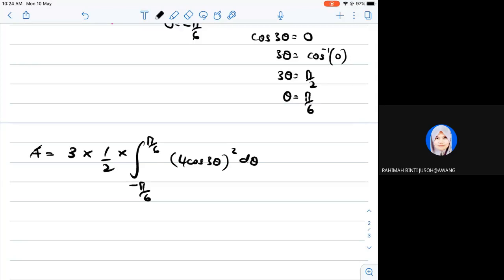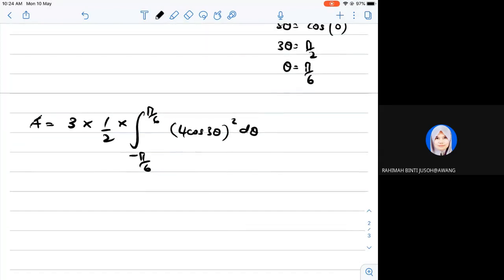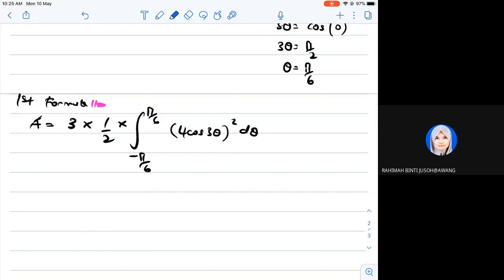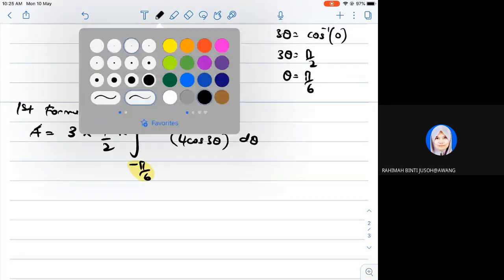But now guys, this is the first formula. Sometimes I'm more comfortable with theta starting from 0, because sometimes we tend to make careless mistakes when it comes to negative pi over 6. So the second formula should be like this.